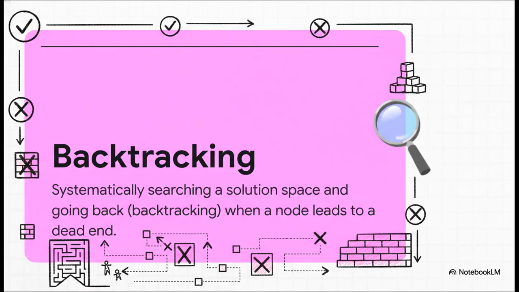The whole idea behind backtracking is actually pretty simple. You try to build your solution one piece at a time. After you make a move, you check, did I break any rules? If the answer is yes, you don't keep going down that broken path. You just undo your last move, you backtrack, and you try the next option. It's exactly like walking through a maze. When you hit a dead end, you don't just stand there pushing on the wall, right? You turn around and you try a different path.